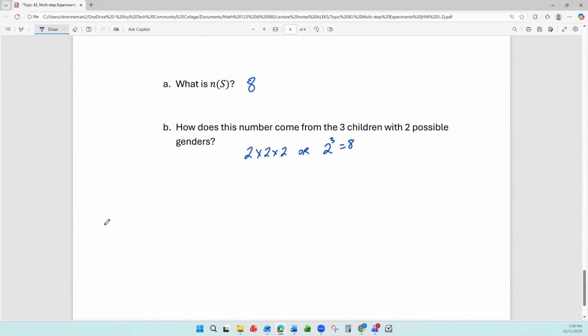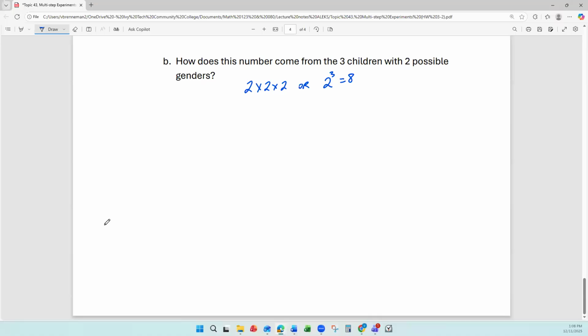So when you're repeating an experiment that has a sample space or a sample size of whatever, so let's get this repeat experiment with sample size n and repeat it k times, then it's going to be n to the k combinations.